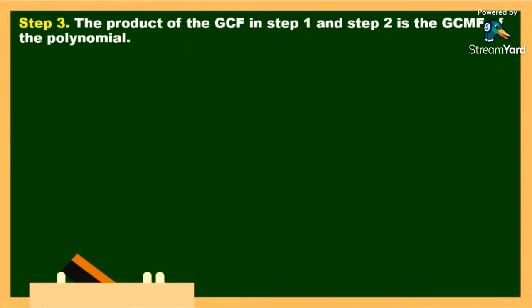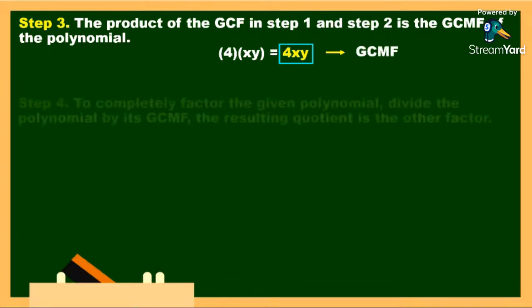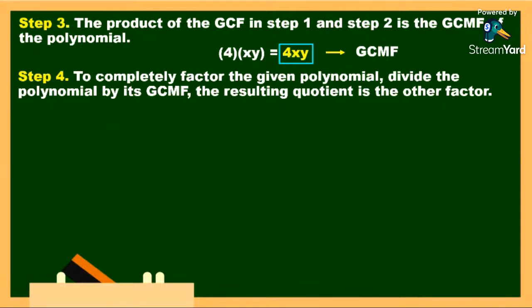Step 3, the product of the GCF in step 1 and step 2 is the GCMF of the polynomial. So, ngayon naman, imumultiply natin ang ating GCF na 4 doon sa ating common variable that has the least exponent, which is xy. So, 4 times xy is equal to 4xy, and that will be our GCMF. And step 4, to completely factor the given polynomial, we will divide the polynomial by the GCMF, which is 4xy. And the resulting quotient is the other factor of the polynomial.